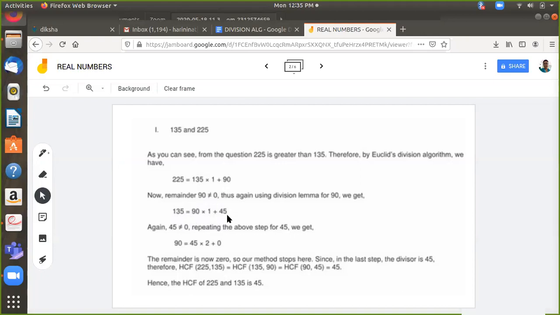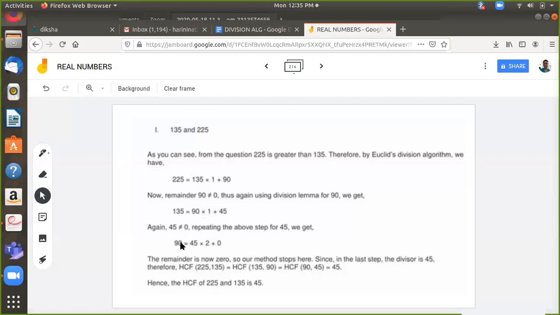So this is my remainder now, and this was my divisor. The remainder is not equal to 0, but still it is less than the divisor. Now apply the lemma on which two numbers? 90 will become the dividend and 45 will become the divisor. So you are going to apply the lemma on 90 and 45, because the remainder has not become 0.